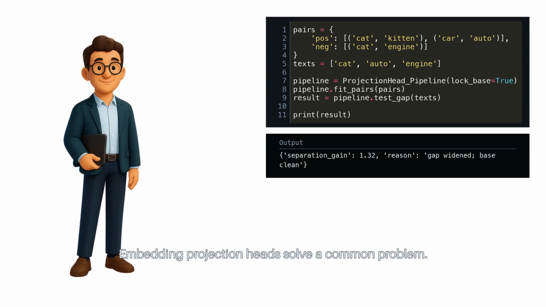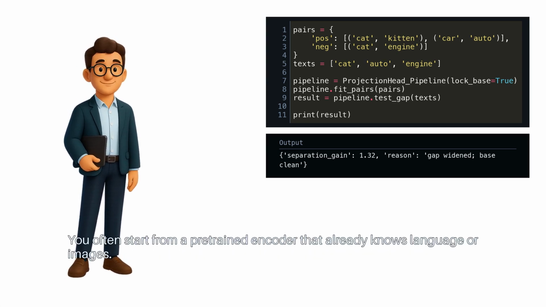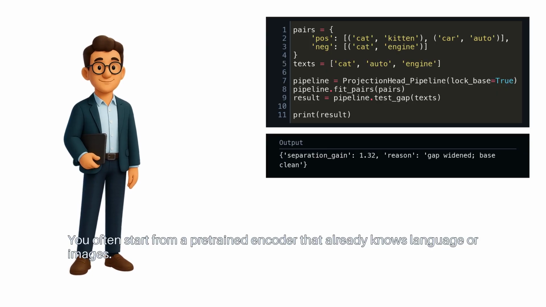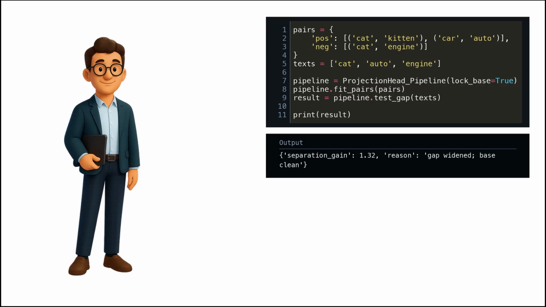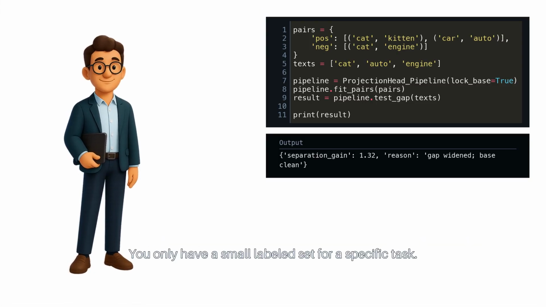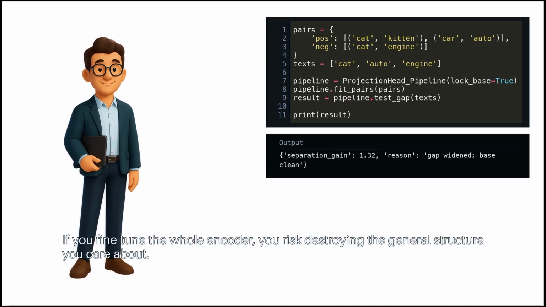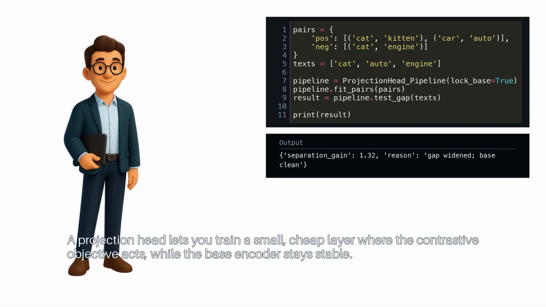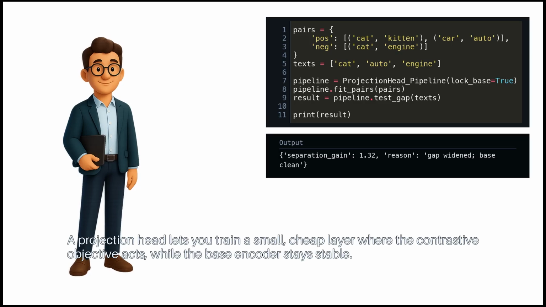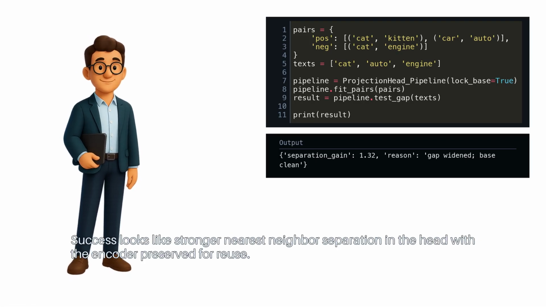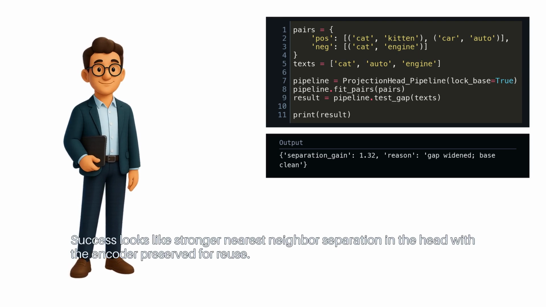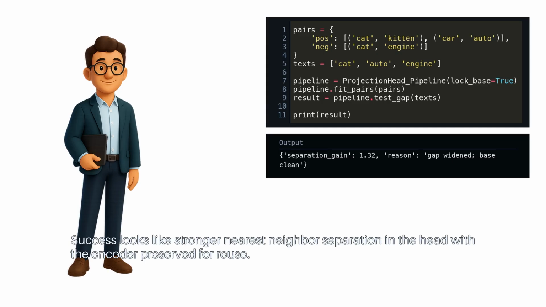Embedding projection heads solve a common problem. You often start from a pre-trained encoder that already knows language or images. You only have a small labeled set for a specific task. If you fine-tune the whole encoder, you risk destroying the general structure you care about. A projection head lets you train a small, cheap layer where the contrastive objective acts, while the base encoder stays stable. Success looks like stronger nearest neighbor separation in the head, with the encoder preserved for reuse.